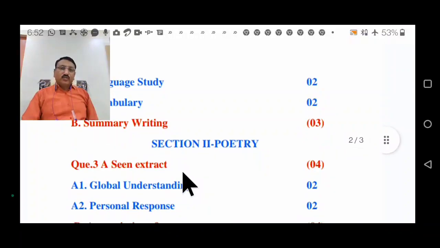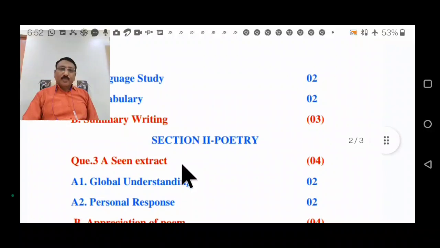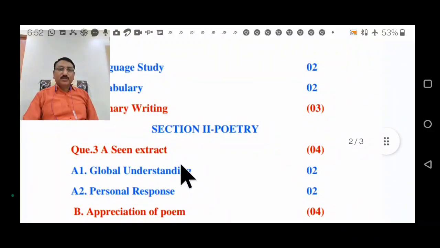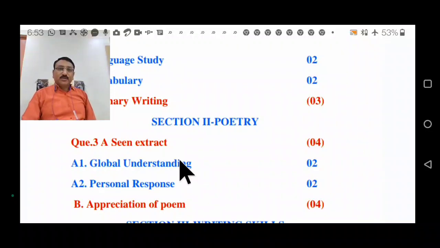Students, actually when you attempt the activity sheet of 80 marks, the poetry section is given 14 marks. But as the activity sheet of the first term carries only 50 marks, that is why we have minimized the number of activities in this activity sheet. In question number 3A and B, the activities are set on the poetry section.